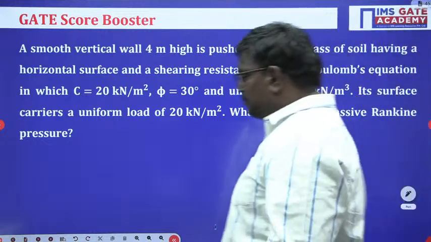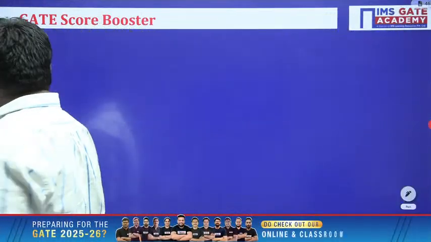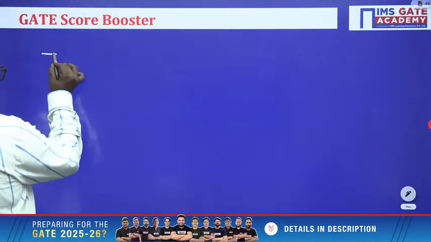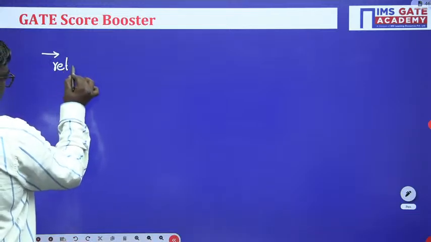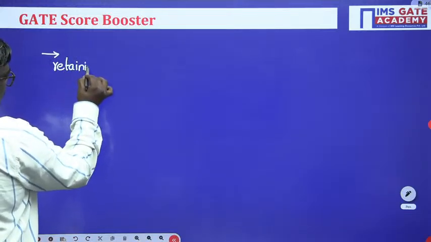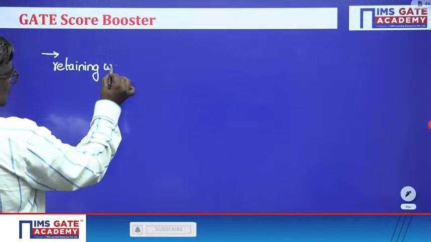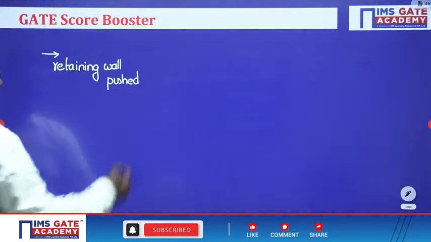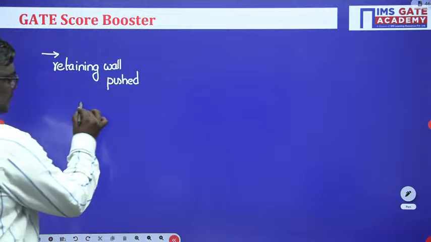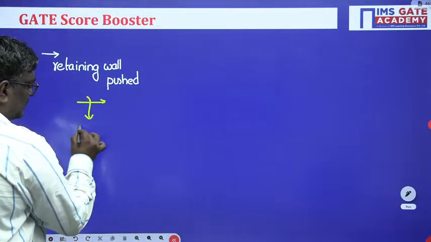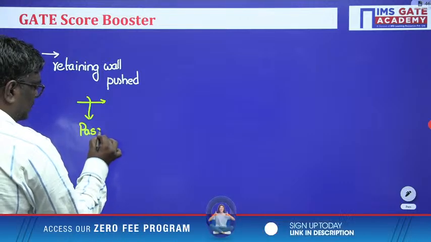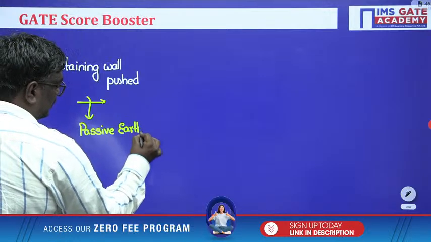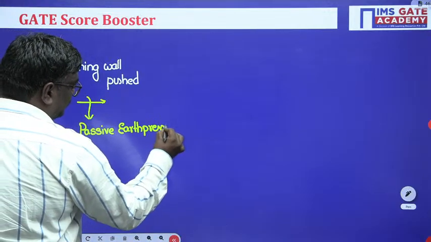So let me tell you, first of all, whenever the retaining wall is pushed, when you see this word pushed, that itself says that the wall is moving in this direction. So this indicates passive earth pressure. This indicates passive earth pressure.